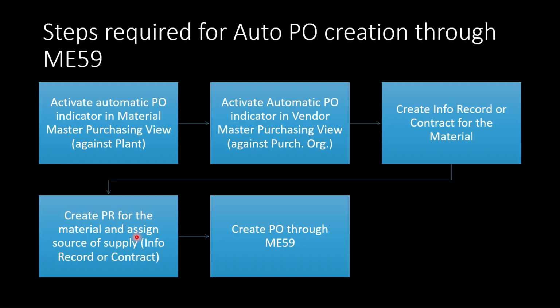This particular source of supply will only be picked by the system when the system tries to create the automatic purchase order through ME59. And once you have done all these four steps, that is marking automatic PO indicator in the material master, automatic PO indicator in the vendor master, and then creating info record or contract and assigning it to the PR line item, then you have to run T code ME59 and the system will create the purchase order automatically against the purchase requisition. Now we'll see in ME59 what all input fields are there and how we can use ME59 more efficiently and in a more productive way. And we'll see in SAP how we can do all this process.